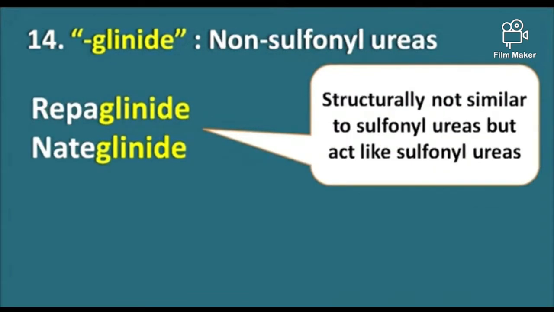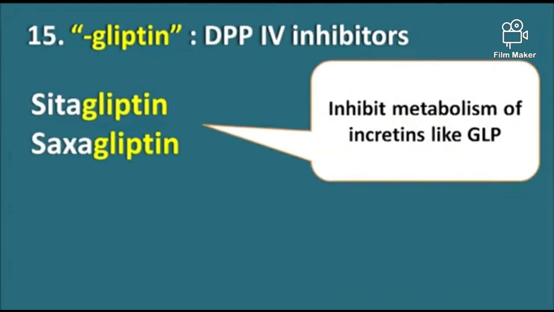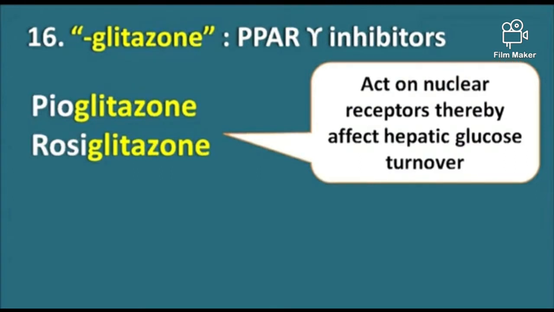Glinides, non-sulfonylureas: repaglinide, nateglinide, structurally not similar to sulfonylureas but act like sulfonylureas. Gliptins, DPP IV inhibitors: sitagliptin, saxagliptin inhibit the metabolism of incretins like GLP-1. Glitazones, PPAR gamma agonists: pioglitazone, rosiglitazone act on nuclear receptors and affect hepatic glucose turnover.